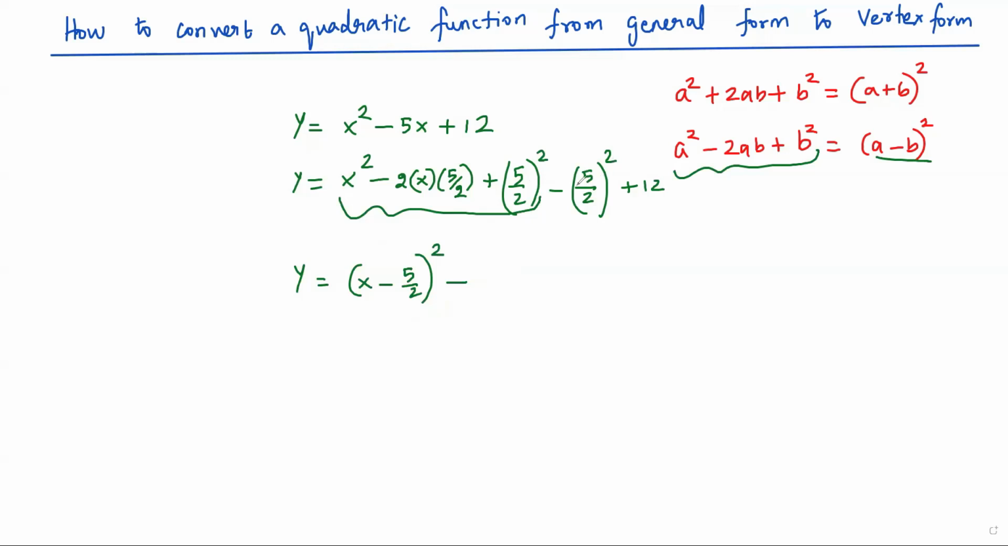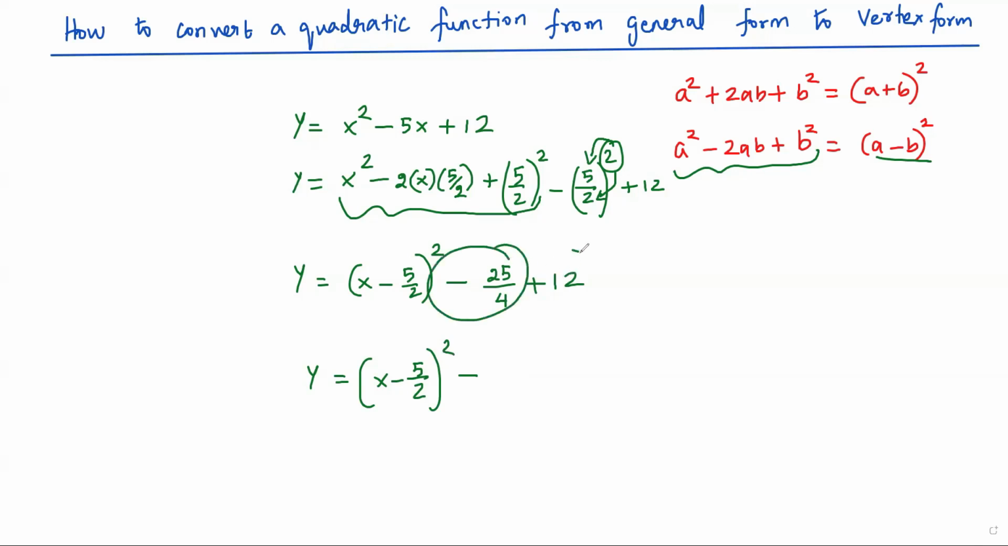Then we have negative 5 over 2 the whole square. This is a common exponent for numerator and denominator. If I distribute this exponent 2 to numerator and denominator, it will be 5 square in numerator, which becomes 25, and 2 square in denominator, which becomes 4, positive 12. So y equals x negative 5 over 2 the whole square negative 25 over 4 positive 12.